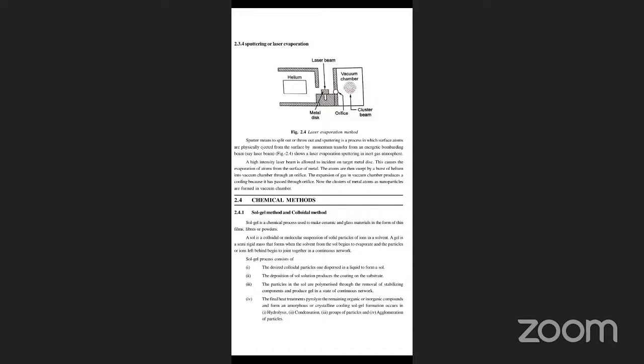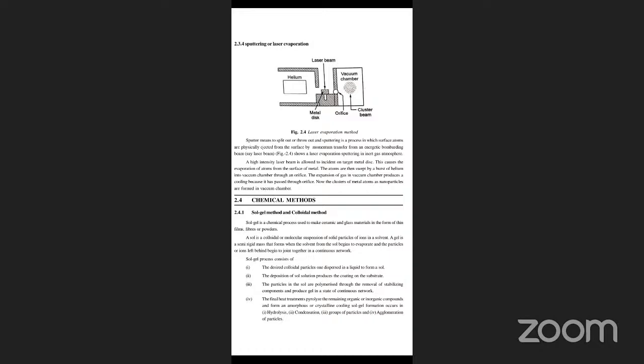The atoms are then swept by a burst of helium into a vacuum chamber through an orifice. The expansion of gas in the vacuum chamber produces a cooling because it has passed through the orifice. Now the clusters of metal atoms as nanoparticles are formed in the vacuum chamber. So sputtering or laser evaporation is shown like in this figure. Here is the explanation we are giving.